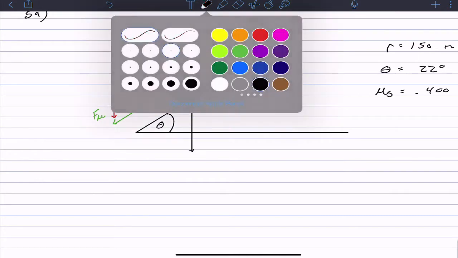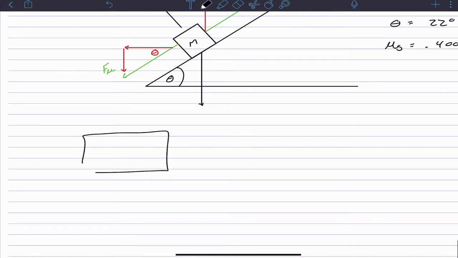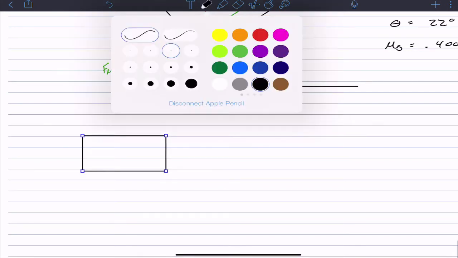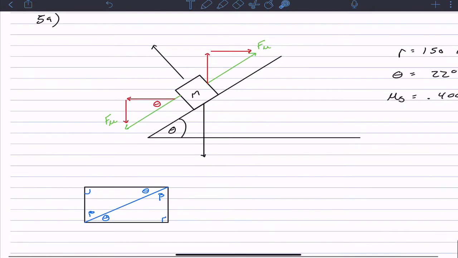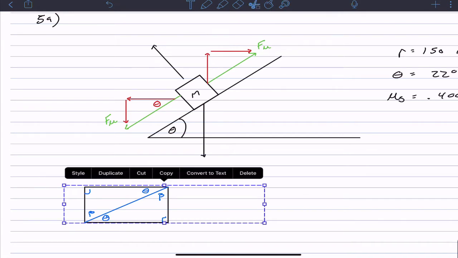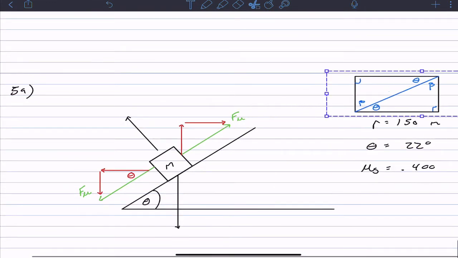If you don't believe me, you can draw some rectangle and say this is our incline. This is theta. This is a 90-degree angle, which means that this has to be some angle, right? And then this is going to be theta as well. Okay? So this is the same situation, I just drew it a little bit separate. So here's theta, here's theta. Same deal. I'll just leave this over here. We can use that for reference.